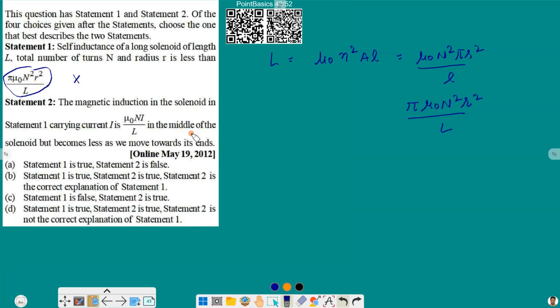Now coming to the magnetic field. The magnetic field at the center of a solenoid is given by mu node Ni, or we can write it like mu node Ni by capital L. As we move out of the solenoid, the value of the magnetic field at the edges of the solenoid becomes half, so becomes less, and that is statement 2. So statement 2 is right, so 1 is false and 2 is true. Let's move to the next one.